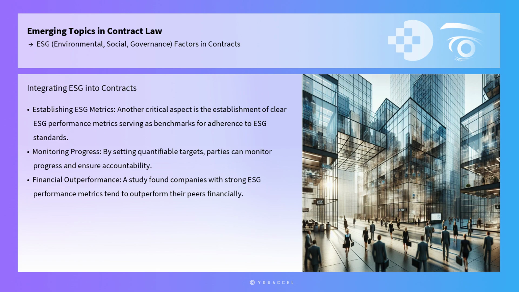Another critical aspect of integrating ESG factors into contracts is the establishment of clear ESG performance metrics. These metrics serve as benchmarks for evaluating a party's adherence to ESG standards throughout the contract's duration. For instance, contracts could include metrics related to carbon emissions reduction, diversity and inclusion initiatives, or anti-corruption measures. By setting quantifiable targets, parties can monitor progress and ensure accountability.